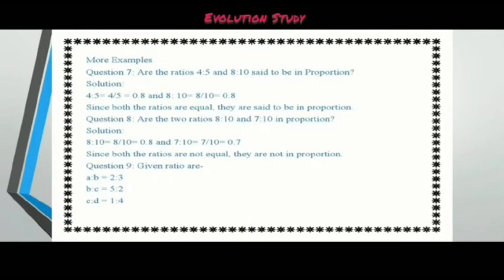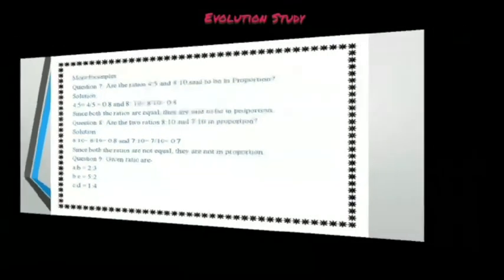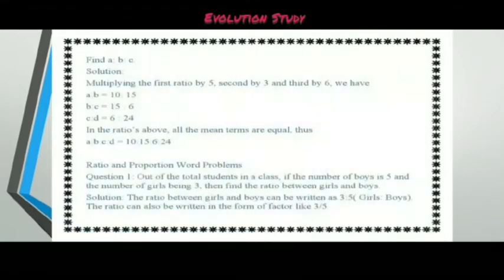Now question number 9 says that the given ratios are a is to b, which is 2:3, and b is to c, which is 5:2, and c is to d, which is 1:4. So it asks to find a:b:c:d. Solution says, multiplying the first ratio by 5, second by 3, and third by 6, we have a is to b is equal to 10:15, b is to c is equal to 15:6, and c is to d is equal to 6:24. Now in the above ratios, all the mean terms are equal. Thus, a:b:c:d is equal to 10:15:6:24. Right? I hope you all have got the correct answer.